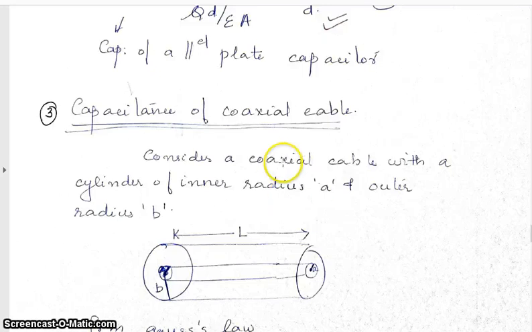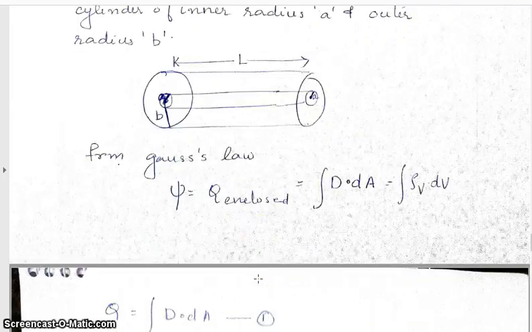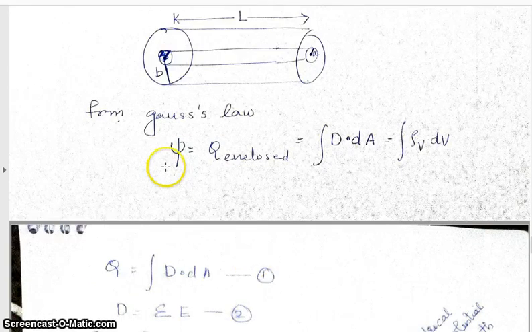Then we can go to the next derivation, capacitance of a coaxial cable. Okay. Consider a coaxial cable with a cylinder of inner radius a. I have drawn two cylinders, outer cylinder and inner cylinder, and the inner one is having radius a and the outer one is having radius b. We will start from Gauss law. Psi is equal to Q enclosed is equal to integral D dot dA equals integral rho V dV.